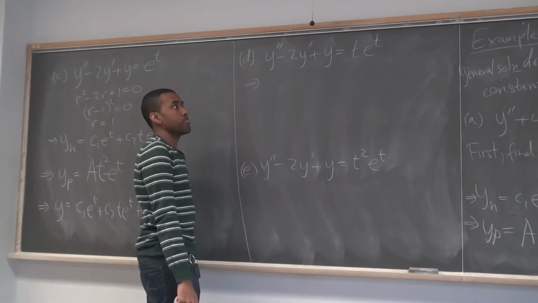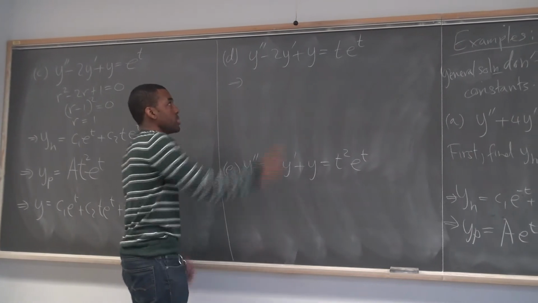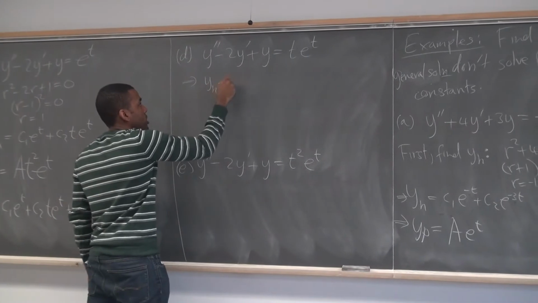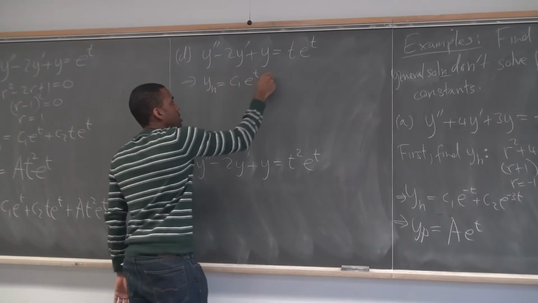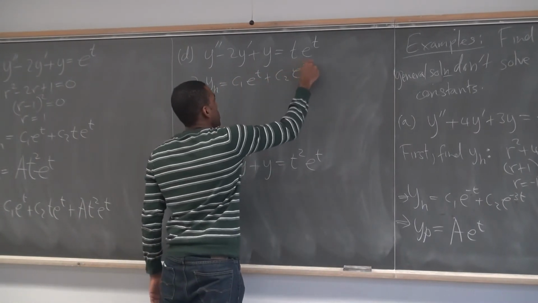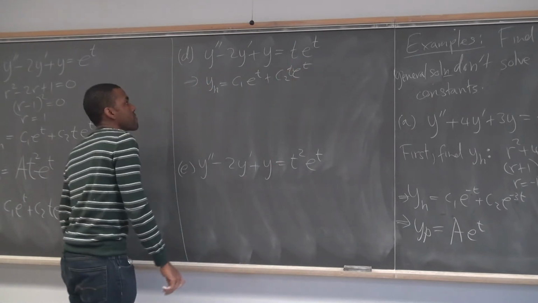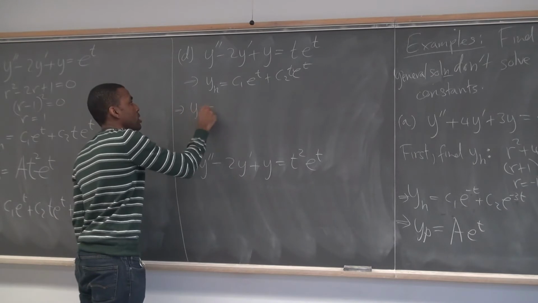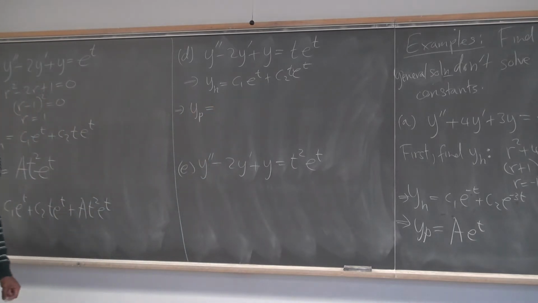What about this one? It's the same on the left side as this. So we know that yh is c1 e to the t plus c2 t e to the t. So now our yp, what would yp look like here?